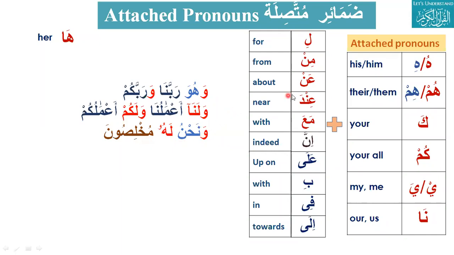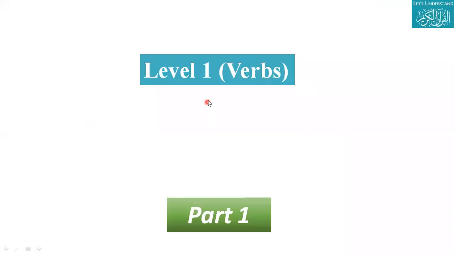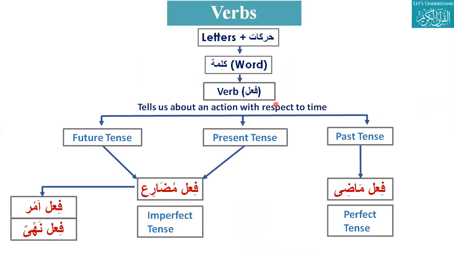Thank you very much. So this is all about the summary of the previous detached pronoun and attached pronoun, and we took some words and joined them with attached pronouns and produced more meaning and translation. Today we have to start the most important thing in the sentence, and that is the verb. Verb basically tells us about an action with respect to time. A sentence is not complete without a verb.